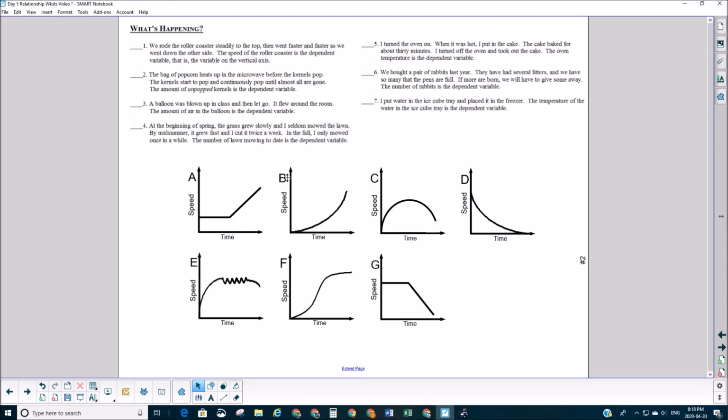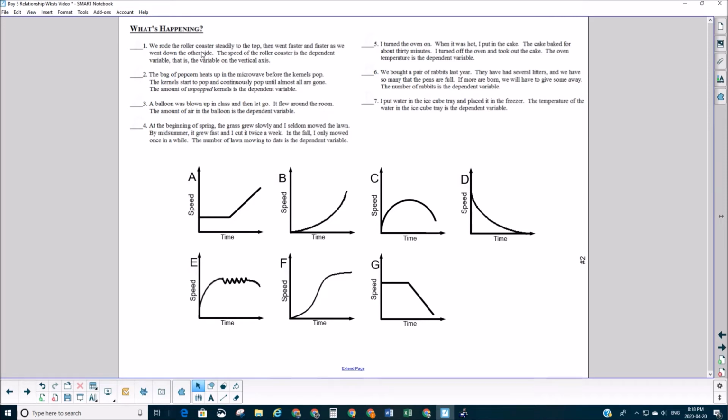I bet a whole bunch of people picked C for that one. And the reason people do that is because they say it looks like a roller coaster. But what's important is this graph is describing speed. It's not describing the shape or the ride of the roller coaster. It's describing speed. So this graph here would suggest that there's very little speed and it speeds up and then slows down. And that's not what's happening in this.